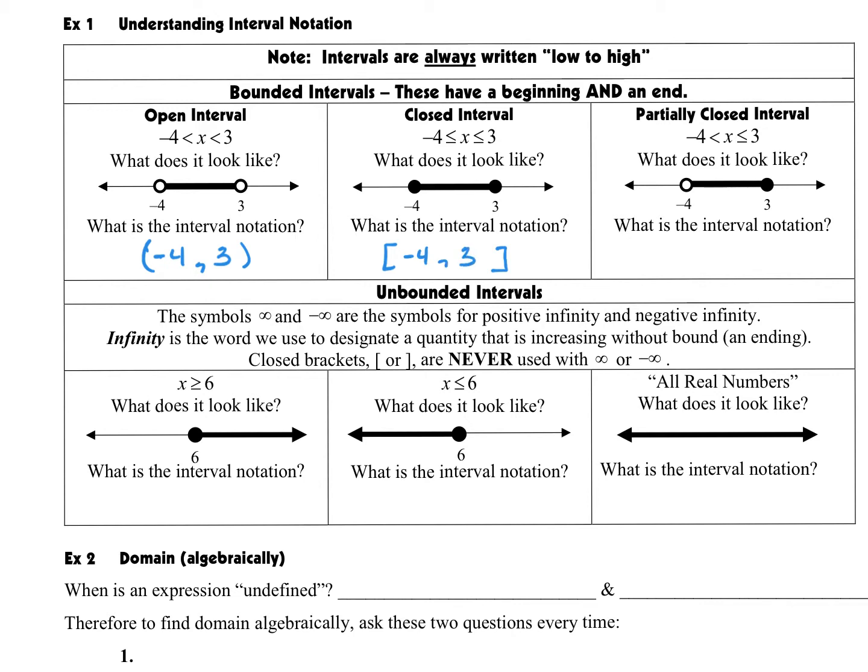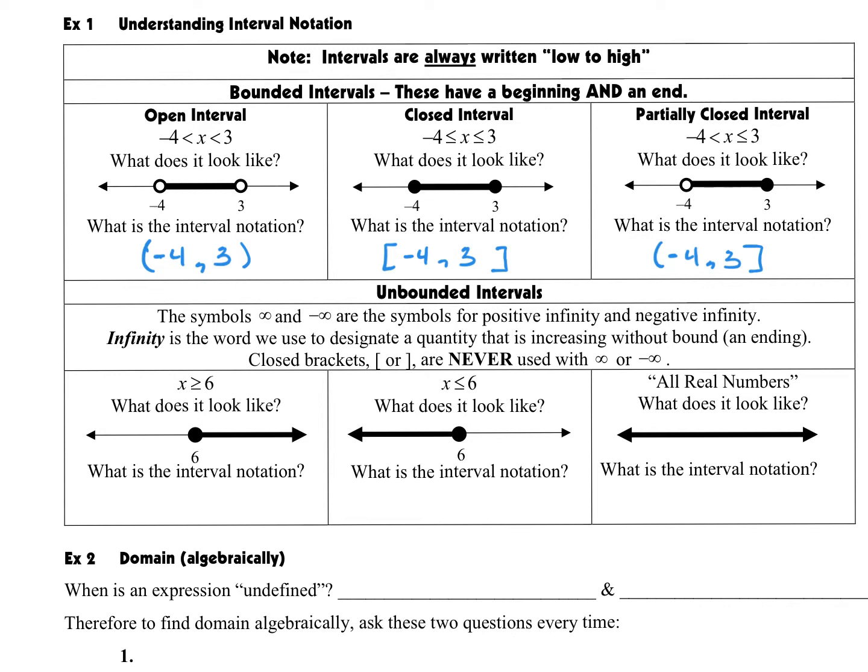On the next one, we're going to have a mix. The open circle will translate to a parenthesis. The closed circle will translate to a bracket. And again, take the numbers from the number line, low to high, put them inside, separated by a comma.